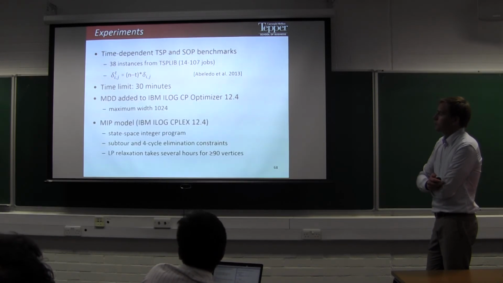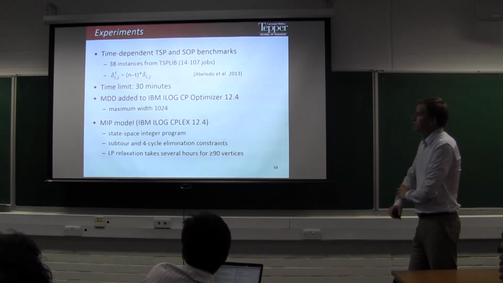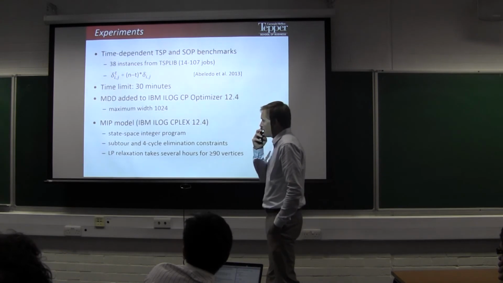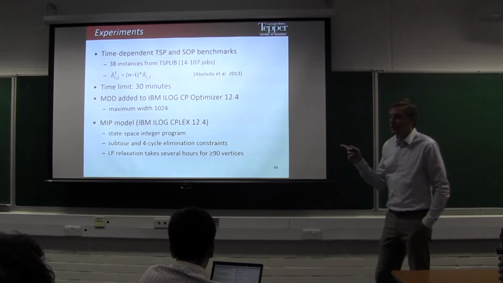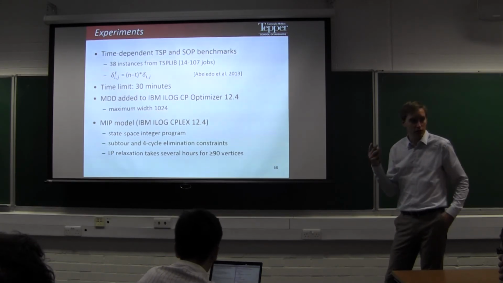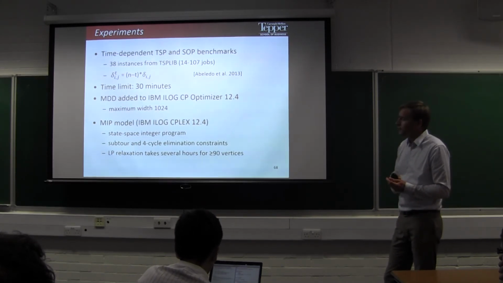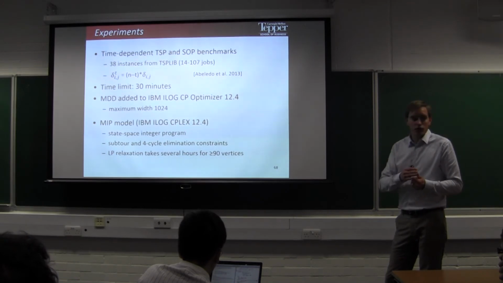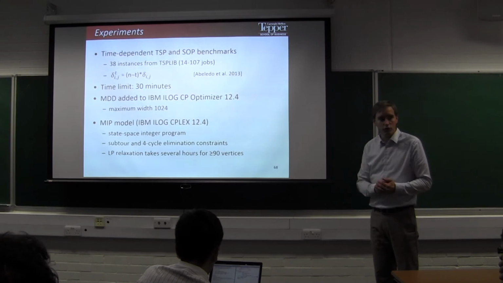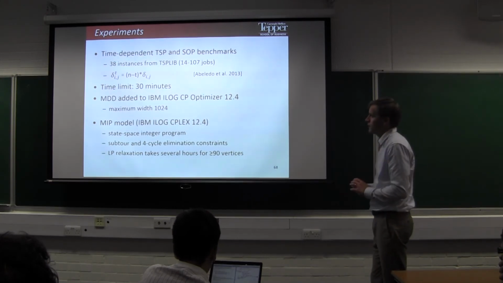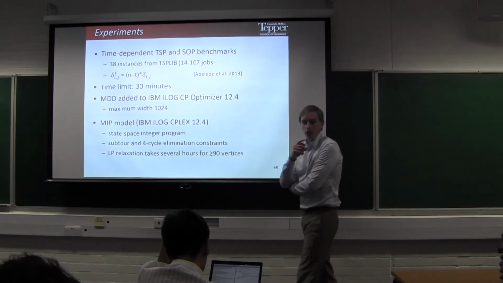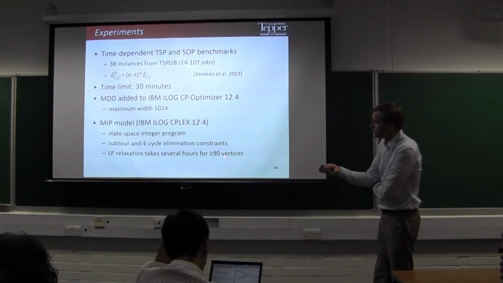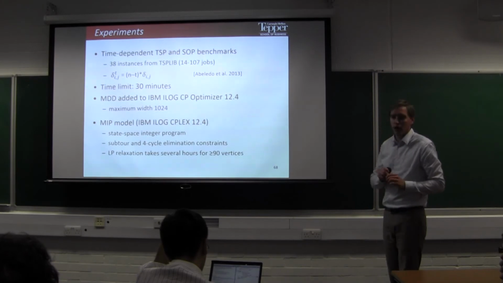Let me just get to the results here. I want to point out that the MIP model is not the dedicated method that works best for this particular time-dependent TSP. That uses a branch-cut-and-price algorithm, and it's not straightforward to get, for example, reduced costs out of that, because it's a whole framework. What I do want to point out is that the LP relaxation itself, for only 90 vertices, already takes hours to compute.